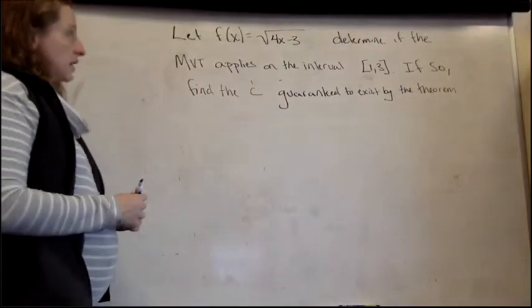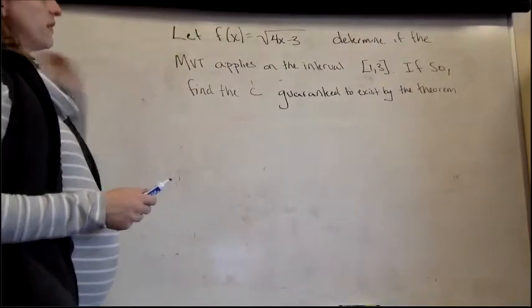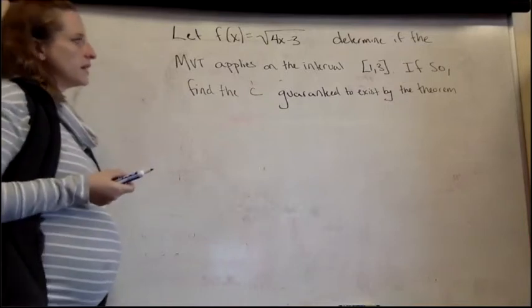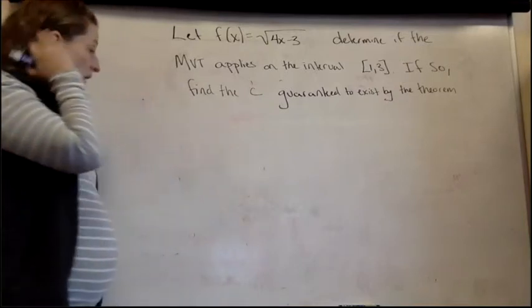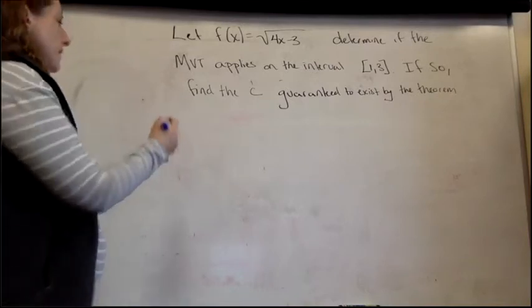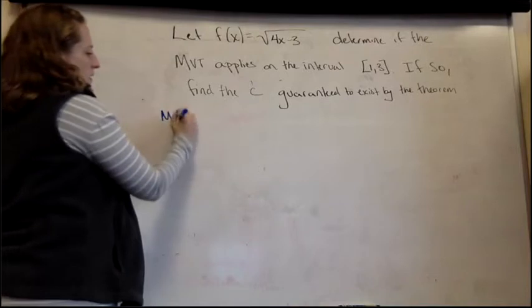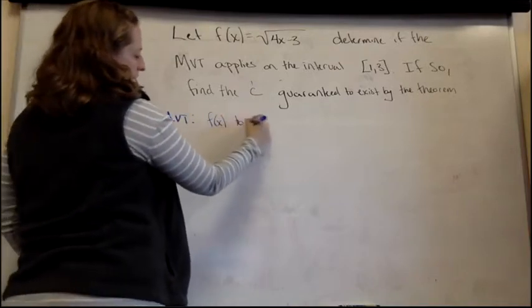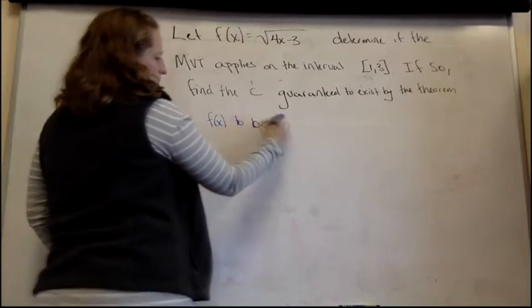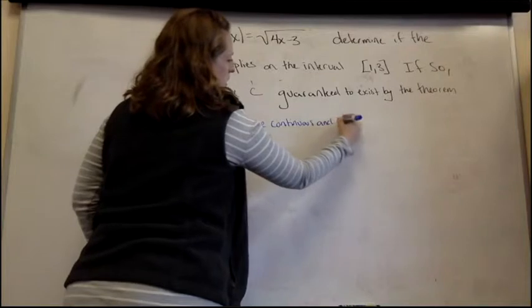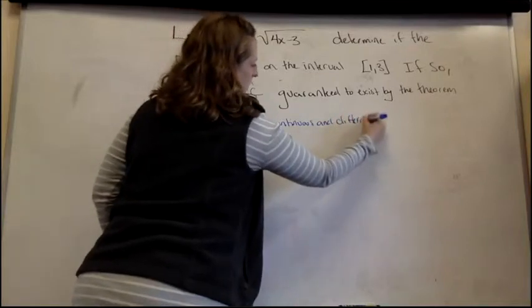All right, so let's take a look at this example. Our function is the square root of 4x minus 3, and we're going to determine if the mean value theorem applies on the interval 1 to 3. If so, we're going to find the c guaranteed to exist by the theorem. All right, so remember that for the MVT to apply, we need our function to be continuous and differentiable on the given interval.